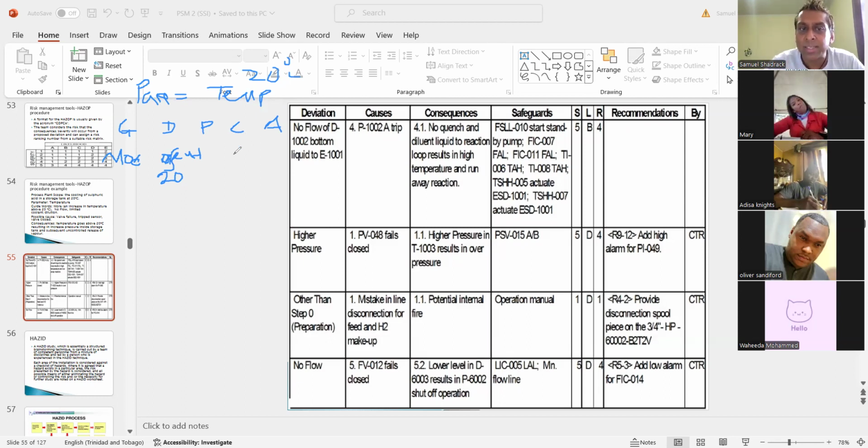Then we look at the consequences. The consequences if the temperature goes more than 20. I'll just put it could be like a fire. It doesn't have to be, because this could be a chemical process. Just to make it a simple example, right? So the consequences could be a fire.